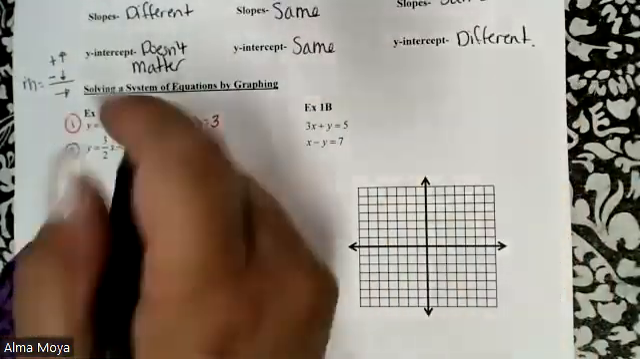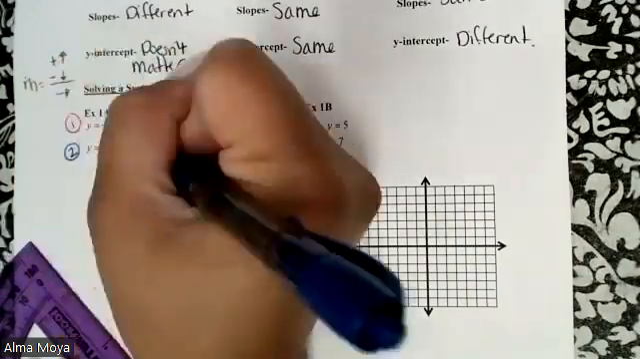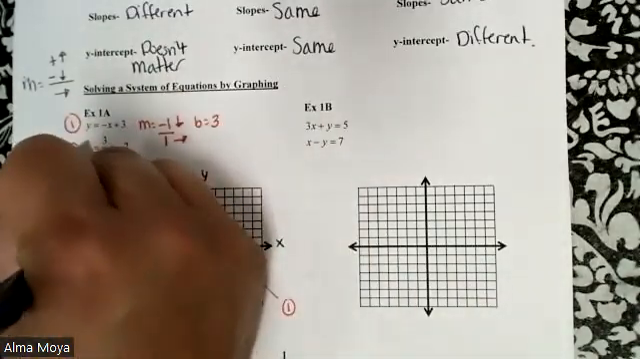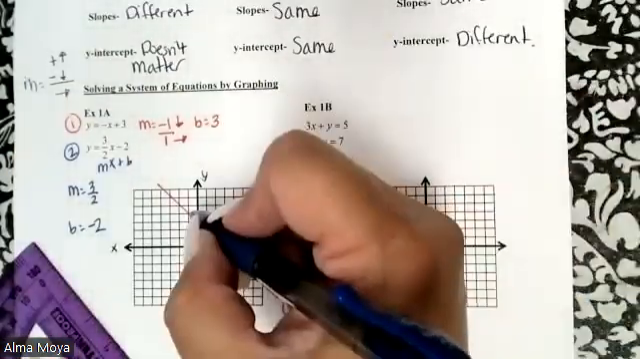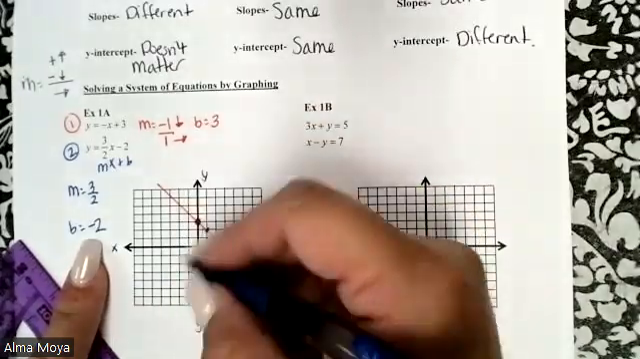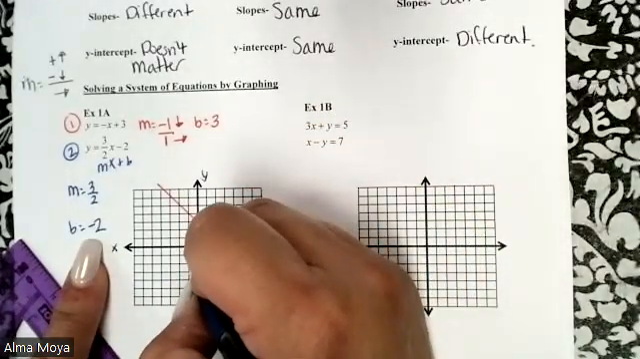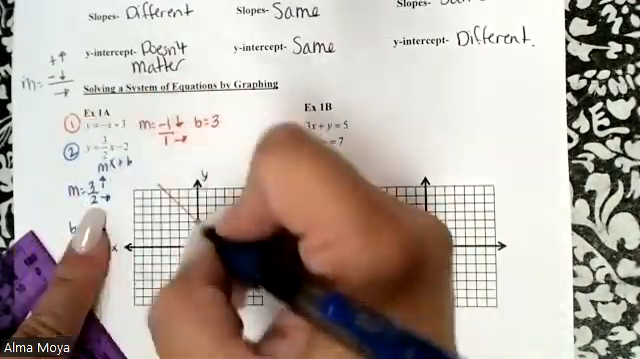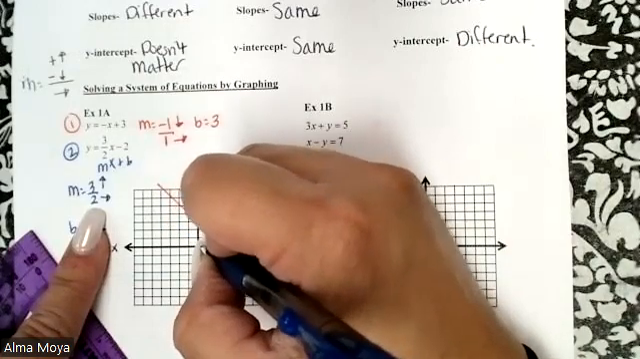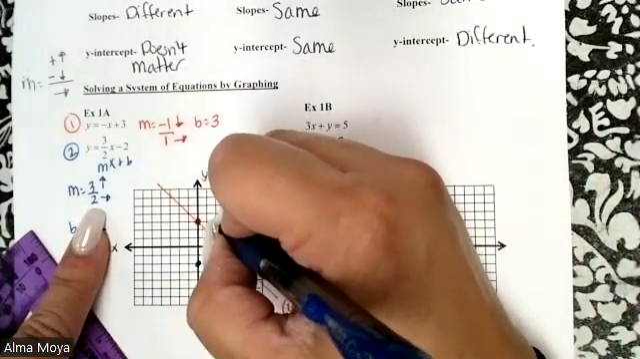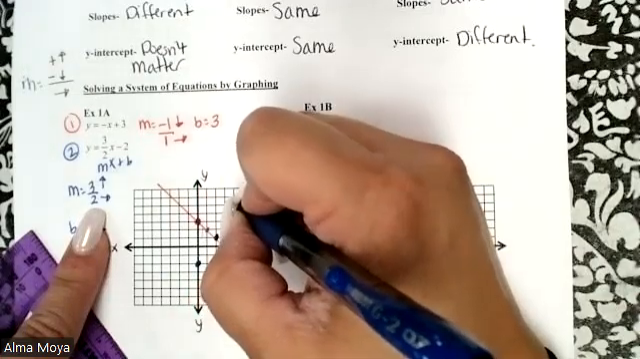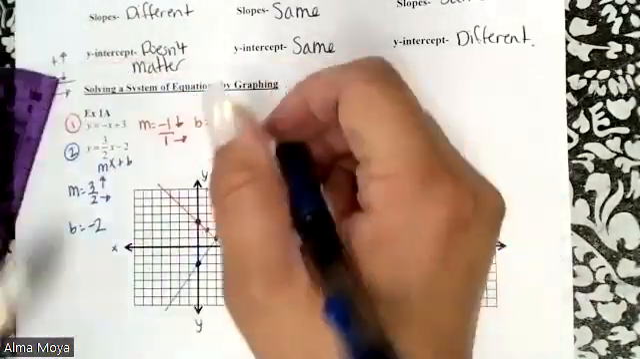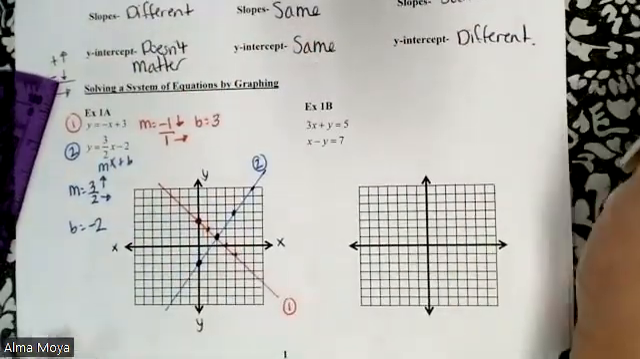In this case, here's mx plus b, so the m is going to be a positive 3/2, and the b is going to be -2. So right here, my y-intercept is going to be -2. And then my slope, because that's a positive 3, I'm going to go up 3, 2 to the right. So up 3, 2 to the right, and repeat. Now I'm going to connect my dots, and that's equation 2.